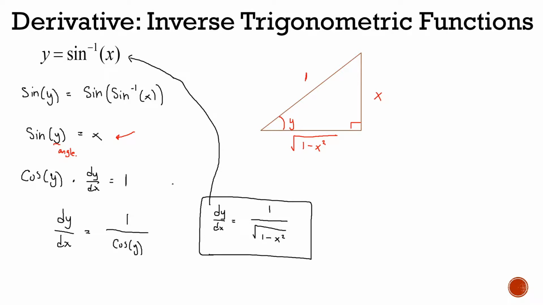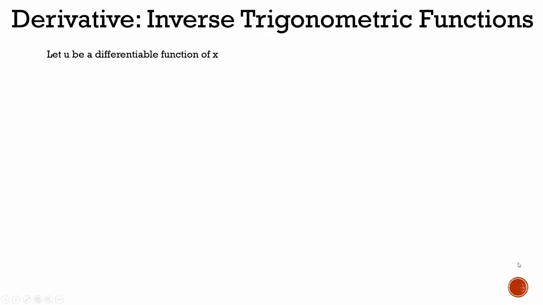So let's see how they look. u is a differentiable function of x, so I'm going to explain it in terms of chain rule, where x is not a single variable, it could be a function. We have arcsine of u, which is equal to derivative of u over radical 1 minus u squared. Again, it's very similar to what we had. We have 1 over radical 1 minus x squared. We have 1 there because derivative of x was 1.